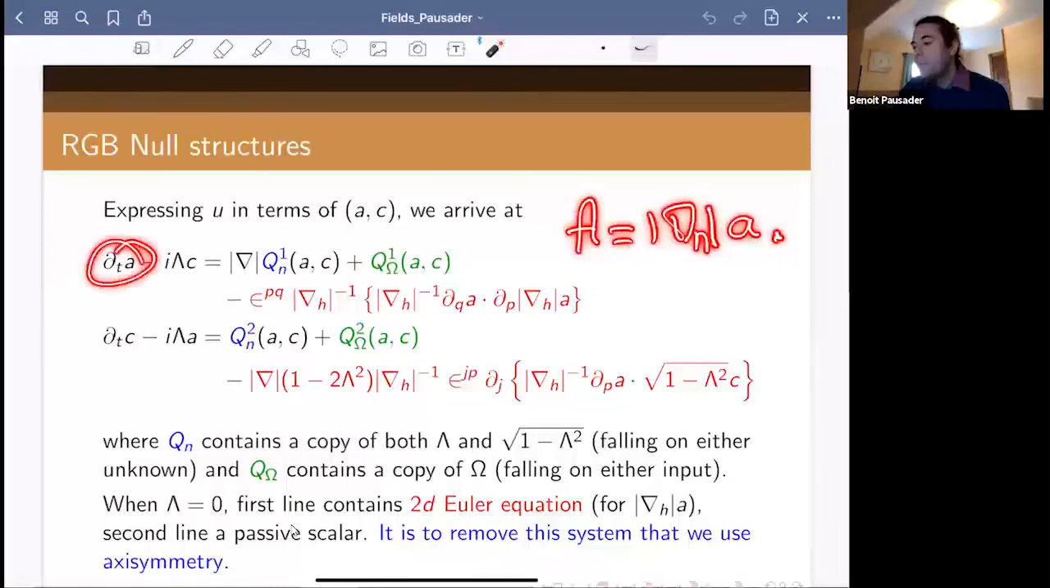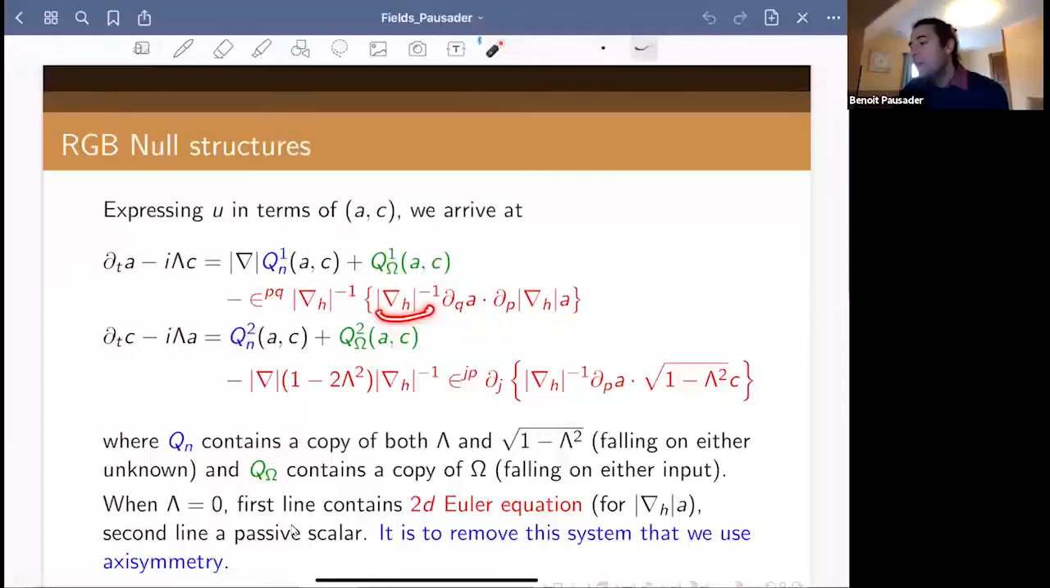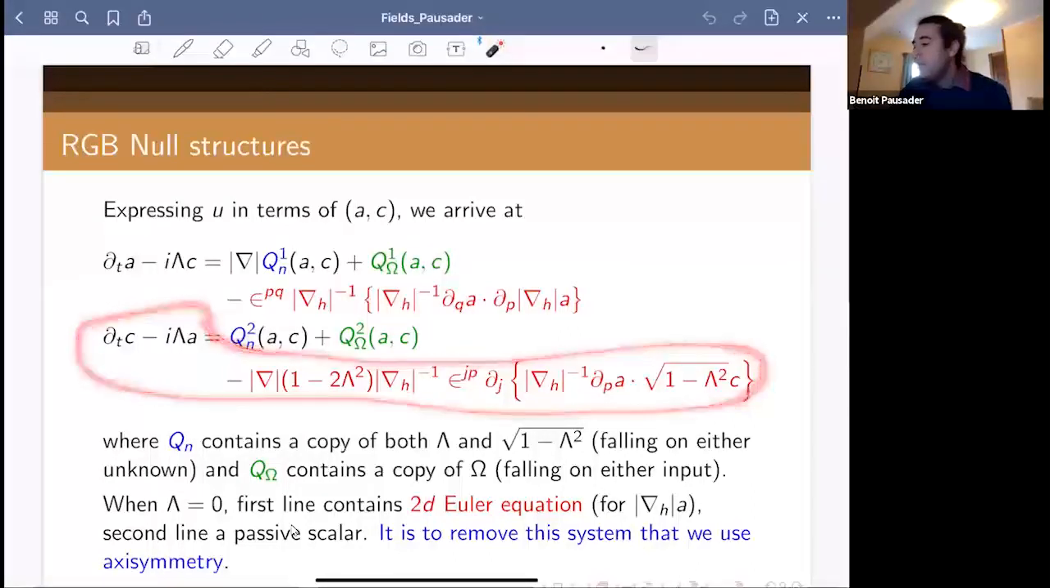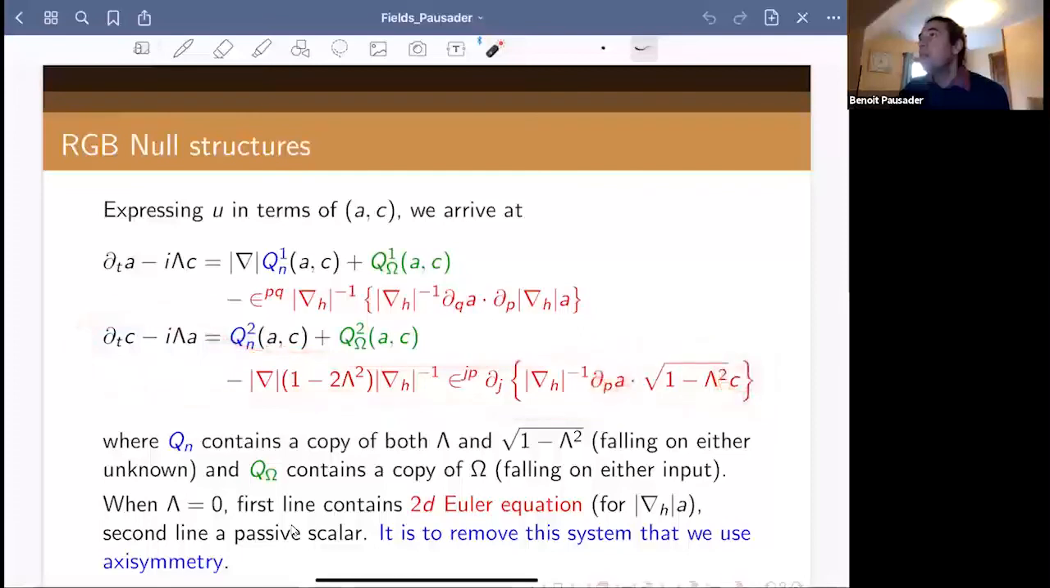So if I multiply this here, I would have dt capital A is equal to grad minus 2 of capital A, grad perp, and then grad capital A. So this is the vorticity equation. And then you have the same thing that appears here, except that in this case, C is passively advected by the flow created by A. So this is exactly the system that Babin, Mahalov, Nikolenko found.